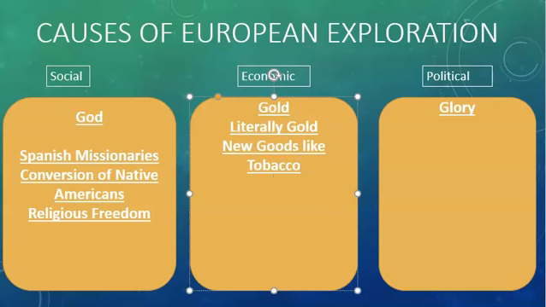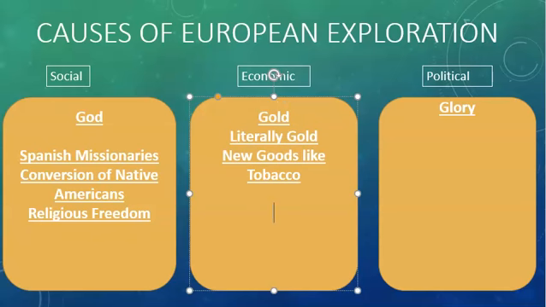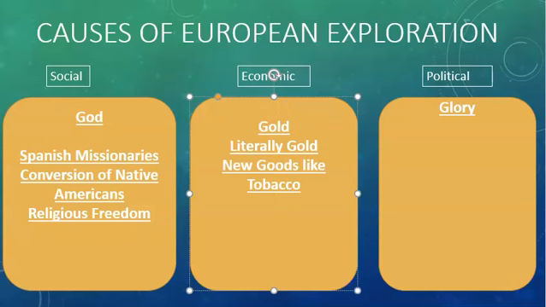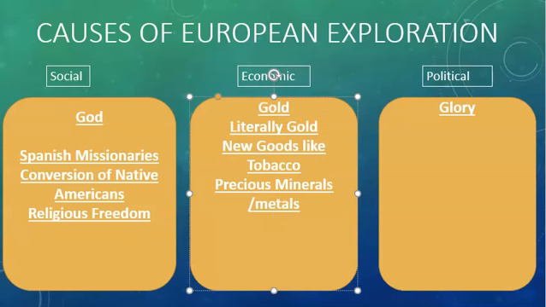New goods like tobacco. What else could we put for gold? Precious minerals, right? So metals and things like that. And of course land. Land is a big one because more land means more money, back then especially more than now.